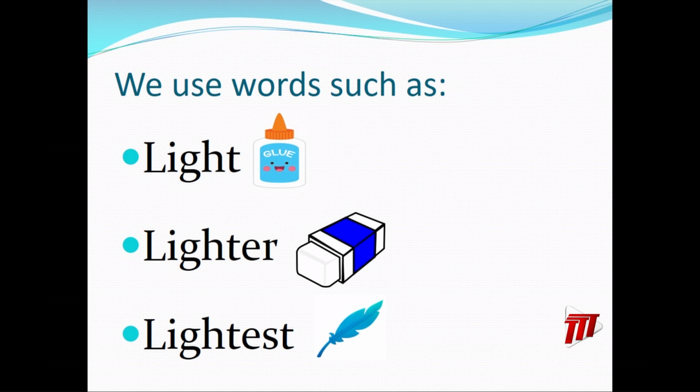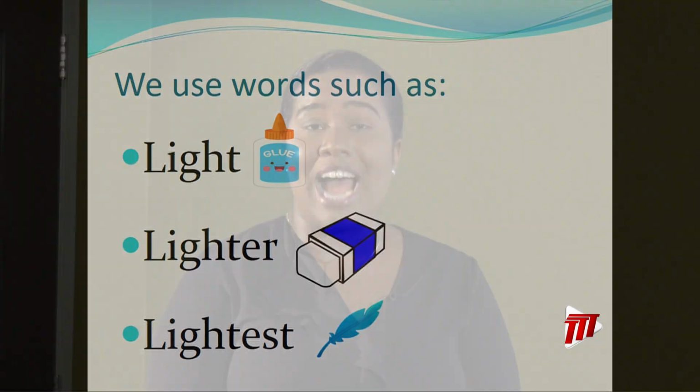Here are words that we use to describe how light something is. The bottle of glue is light. The eraser is lighter. But the feather is the lightest. So you can try this at home. If you have these 3 objects, you can find out which one is light, lighter, or the lightest.